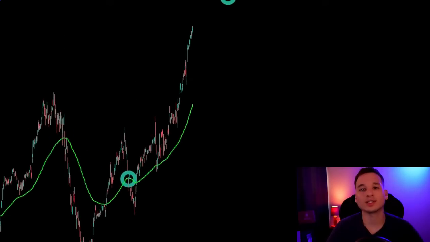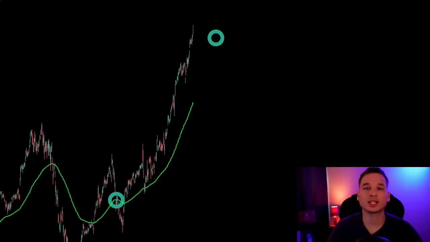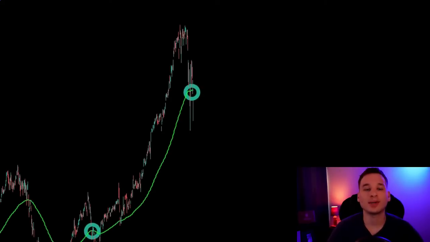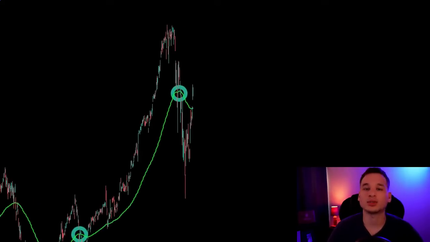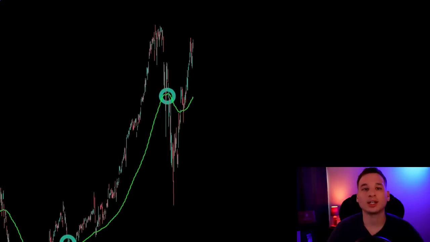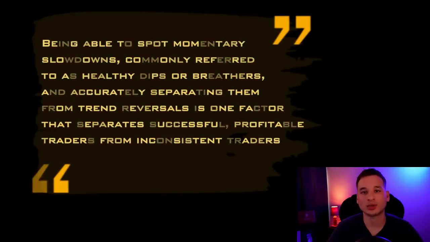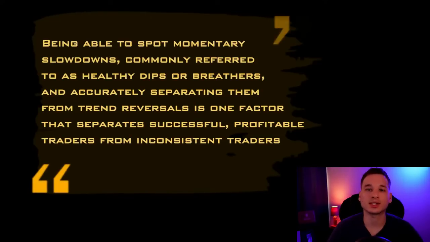Rather than viewing this as an obstacle, this characteristic can actually be viewed as a tool to enter a position by treating it as a good entry into a current trend, much like hopping on a moving train as it momentarily slows around a corner. Being able to spot these momentary slowdowns, commonly referred to as healthy dips or breathers, and accurately separating them from trend reversals is one factor that separates successful, profitable traders from inconsistent traders.